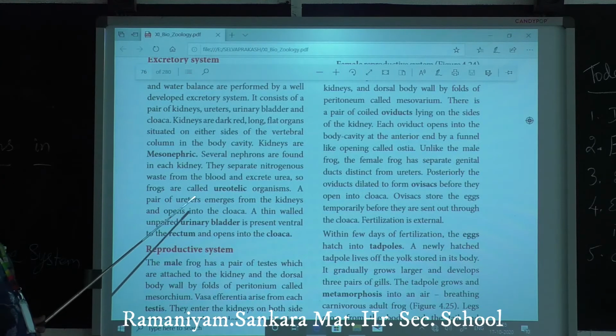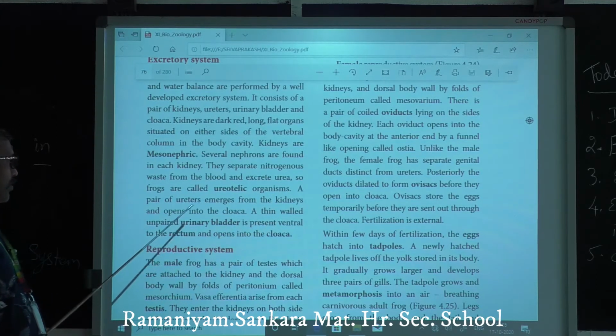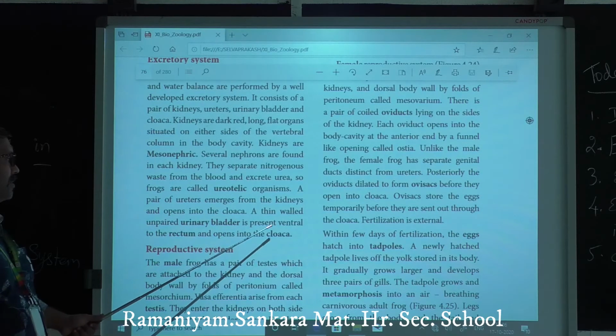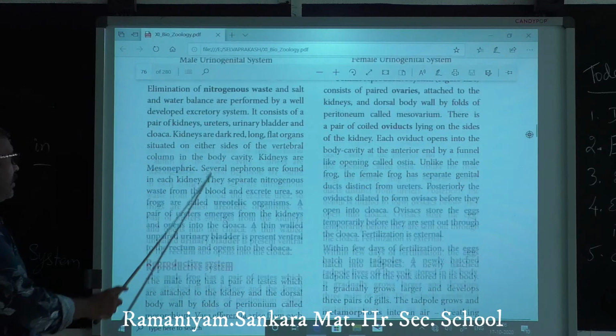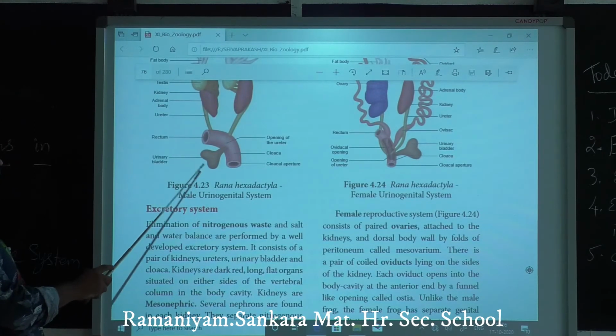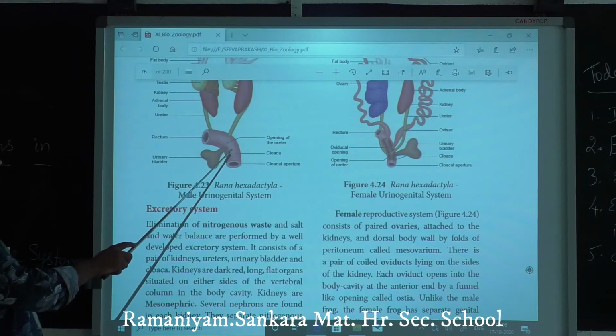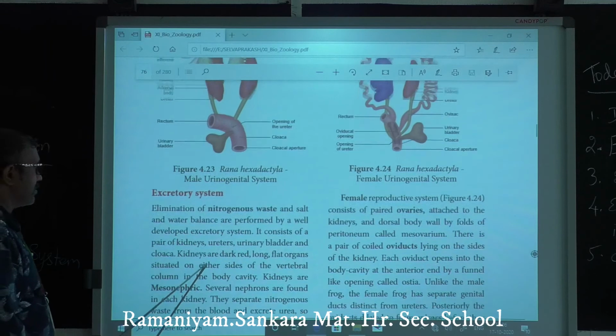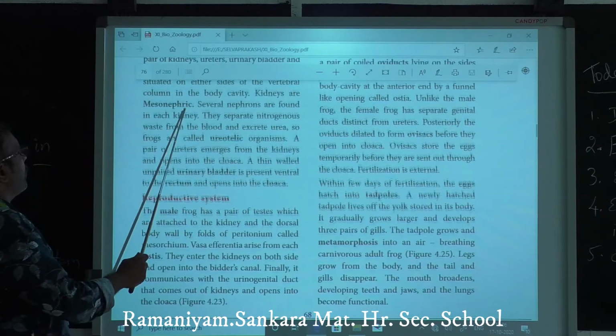A pair of ureters emerges from the kidneys and opens into the cloaca. A thin-walled urinary bladder is present ventral to the rectum and opens into the cloaca, and excretory waste is removed. This is the excretory system of the frog.